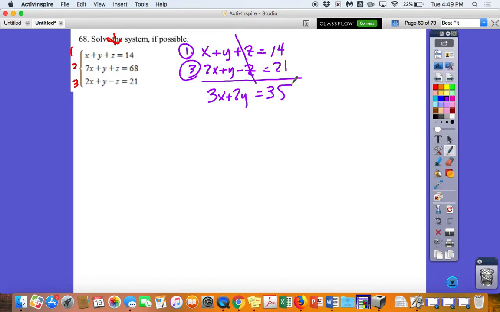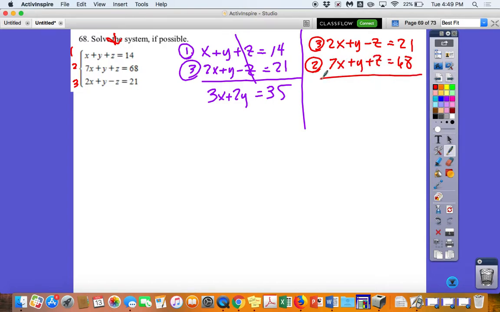Okay, so do a different set. So I'm going to do, I know I want 3, because I got to have me a negative. All right, so then I did the 1, so let's do 2. 7x plus y plus z equals 68. All right, if I put them together, I got 9x plus 2y. Z's cancel, and that's going to be, what is that, 89?